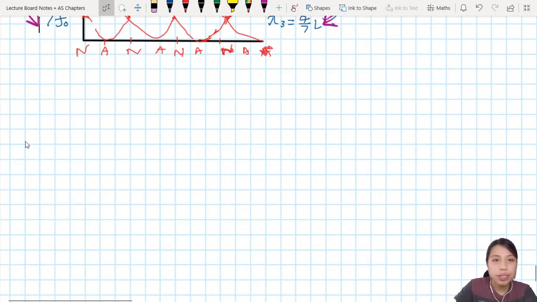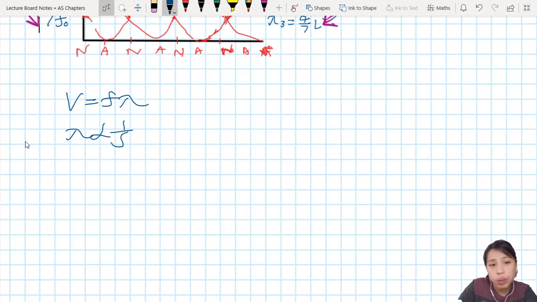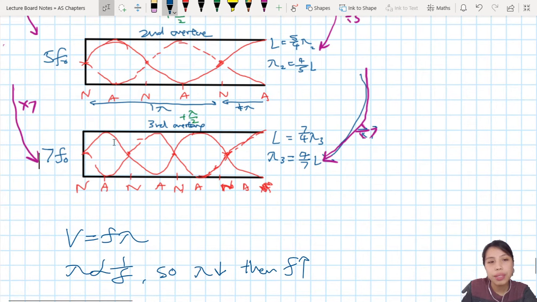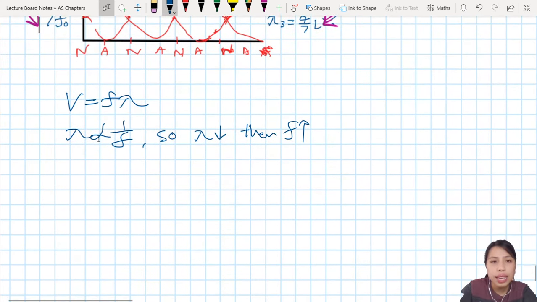So, something to summarize up, okay? Because of our v equals f lambda relationship, you can say that lambda is proportional to 1 over f. Which means, if your lambda is getting smaller by, let's say, 3 times, then your frequency is increasing by 3 times, which is why we have this divide by 7, times 7. Okay, left side, right side, different things. Lastly, one more note.